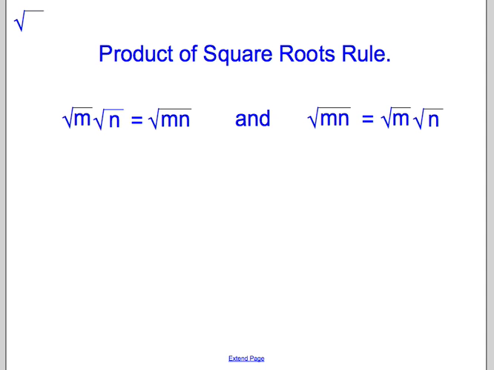Lesson 63. We're going to focus some more on square roots of numbers. The product of square roots rule. This just means that if you take the square root of a number times the square root of another number, it's the same thing as just taking the product of those two numbers first and then taking the square root. And that can be flip-flopped. So these two things are the same thing, just being shown in a different order. But that's the product of square roots rule. And we're going to use that idea to break down and find square roots.